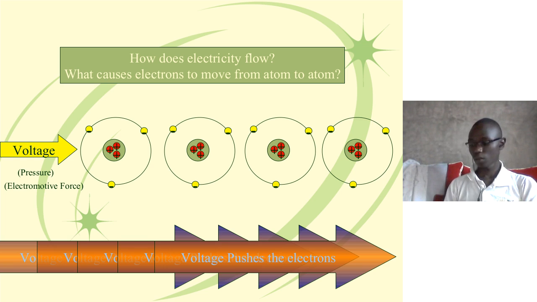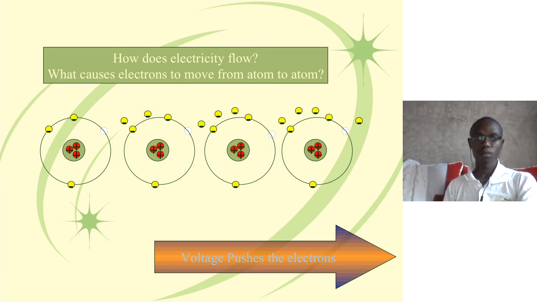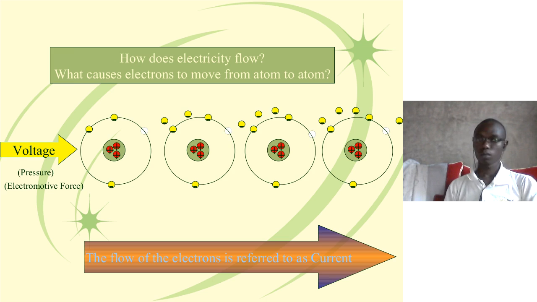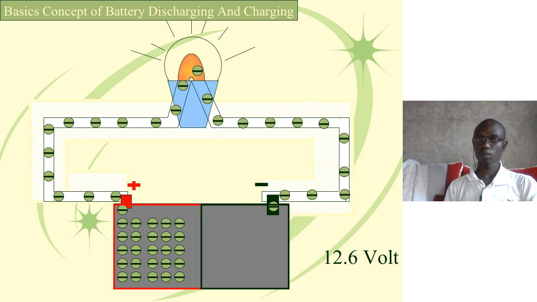So that's the flow of electricity. It's basically a scenario. You can have a look at that at some point and see how the pushing of electrons happens continuously.